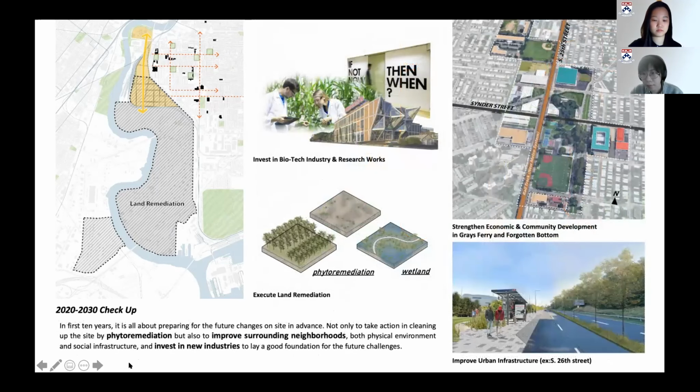Besides taking actions in cleaning up the site as the short-term goal, we think it's also important to improve surrounding neighborhoods, such as Grace Ferry and Forgotten Bottom at the north, in terms of physical and social infrastructures. Phase 1 is also the period to invest more in the biotech industry to lay a good foundation for future challenges.